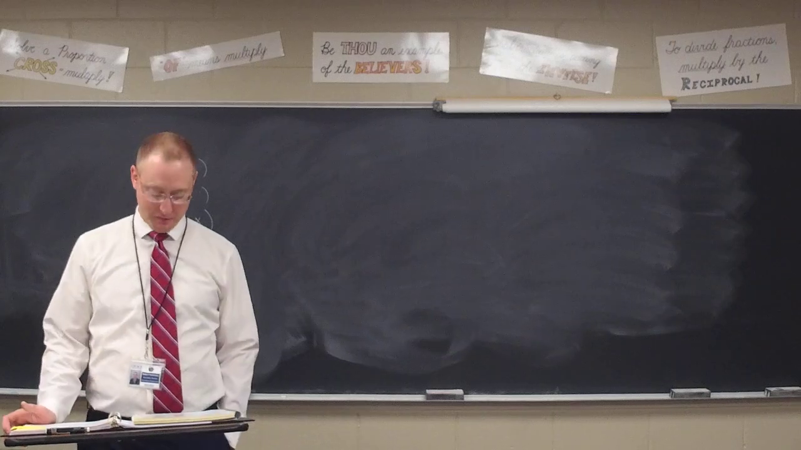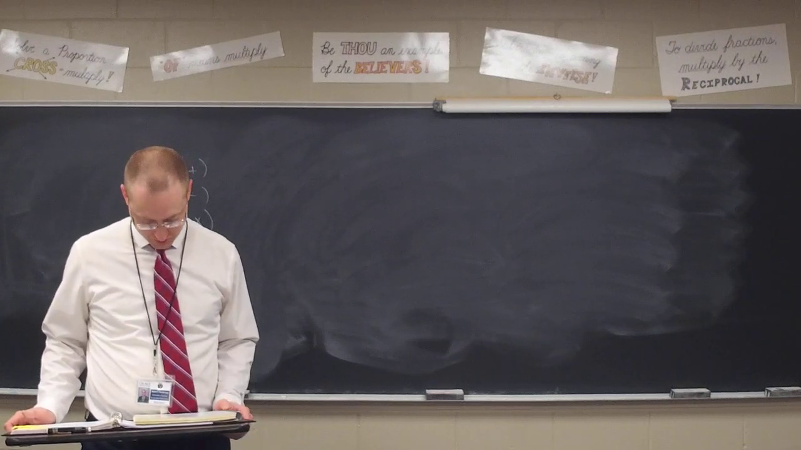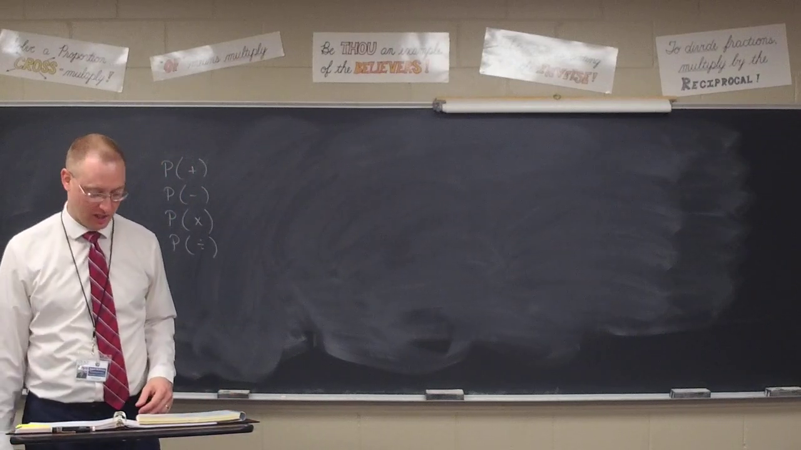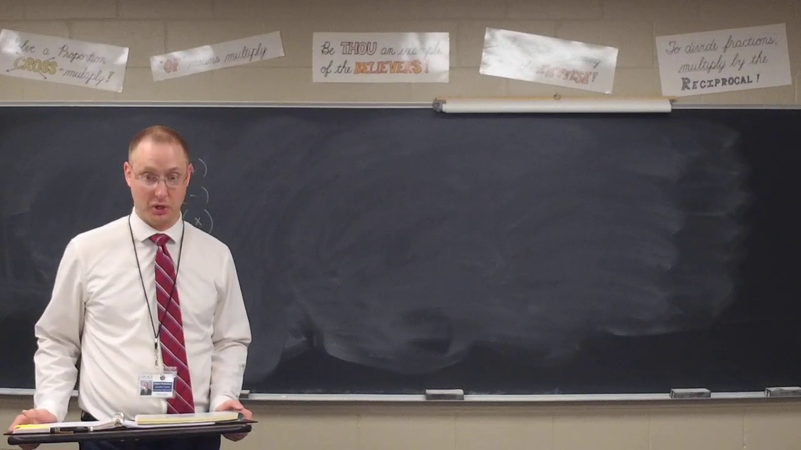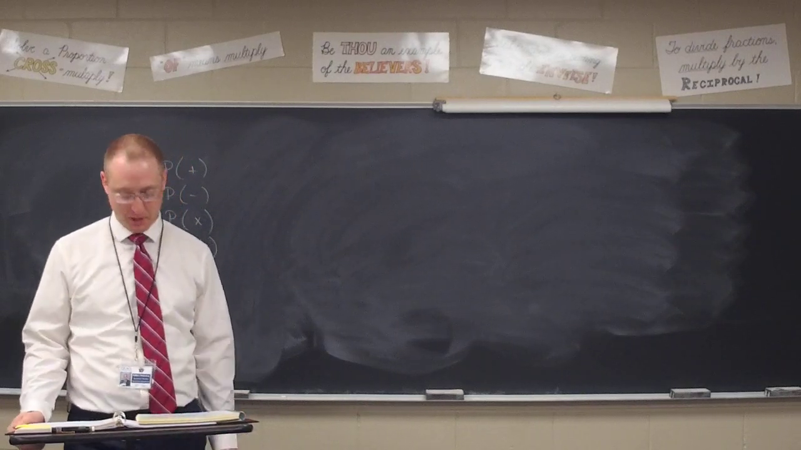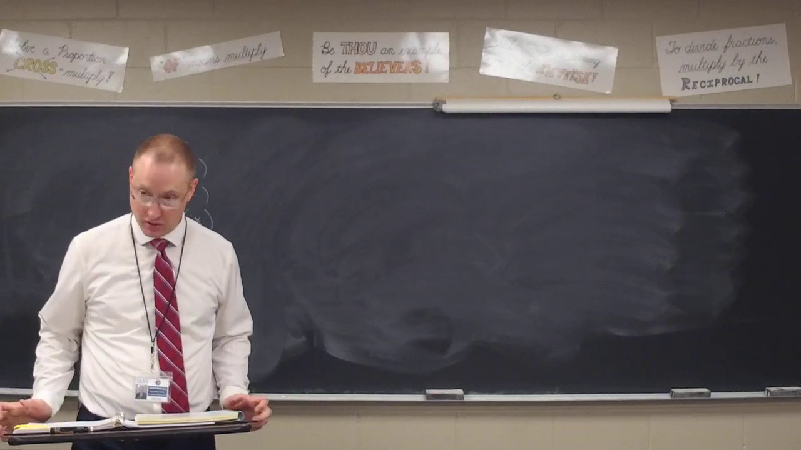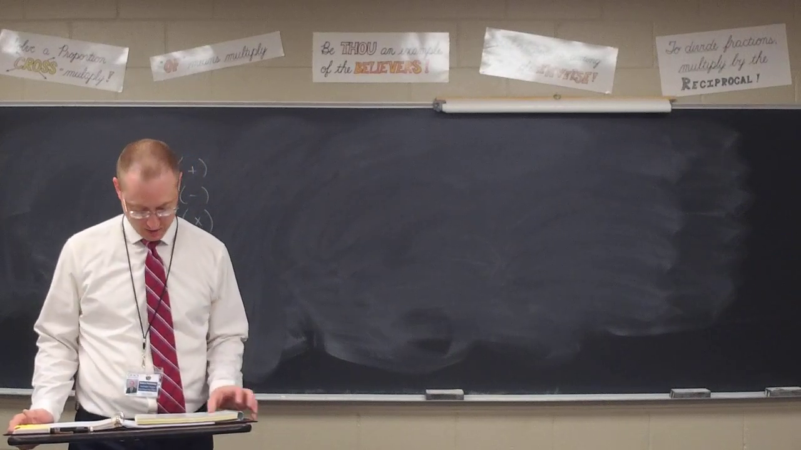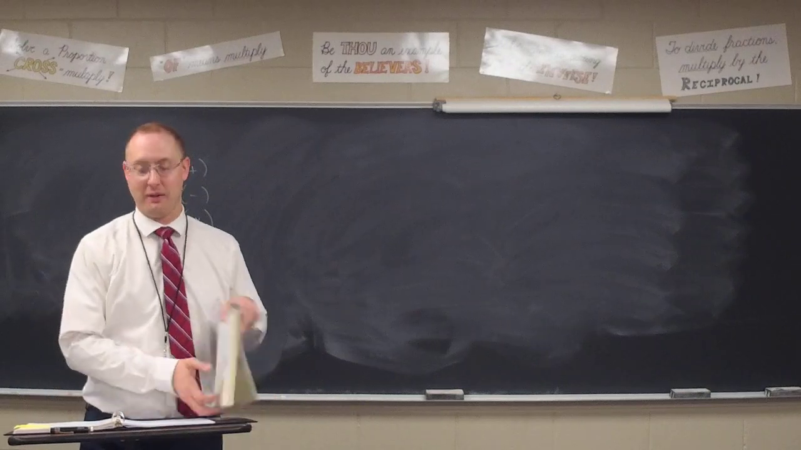So what's the probability of a subtraction card, Griffin? 12 to 35. How about the probability of an addition card, Jalen? 18 to 35. There we go. How about the probability of a multiplication card, Luciana? 2 to 35. And then the probability of a division card, Ben? 3 to 35.